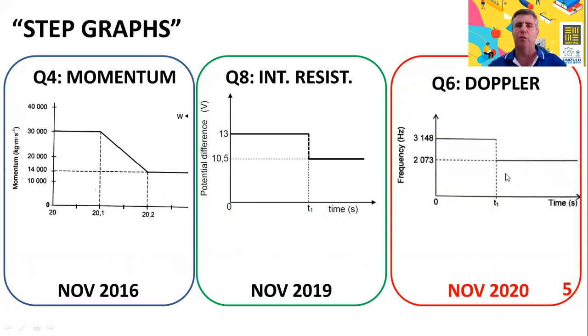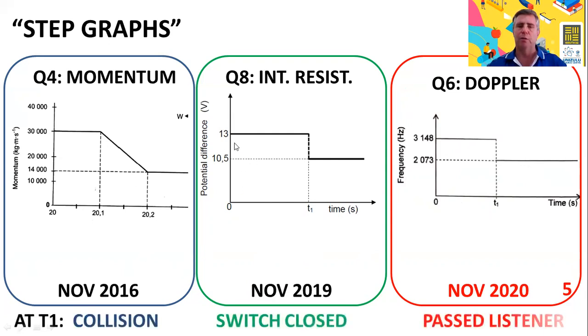And perhaps it's worth just thinking about in each of these questions, what was it that happened at time t1 to cause this sudden change in momentum, potential difference, and frequency. With momentum, it's a collision. With internal resistance, the switch is closed. And with Doppler effect, it's when the source passes the listener, and that causes the frequency to get less. So we'll look at these step graphs as well and how to answer them.